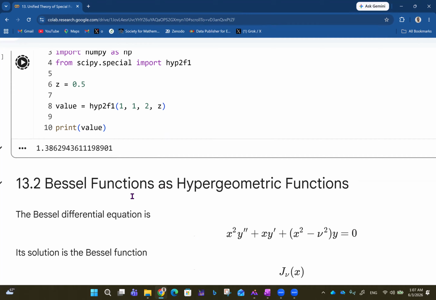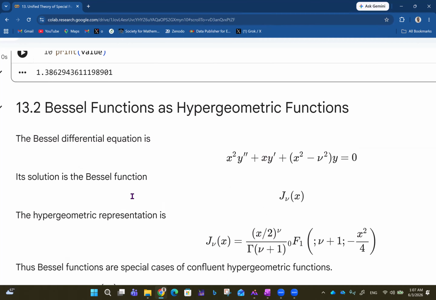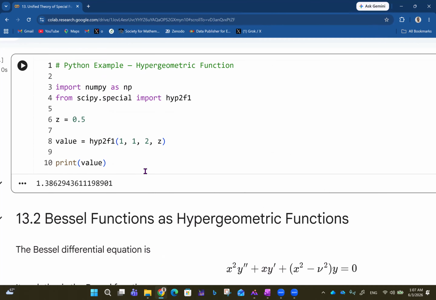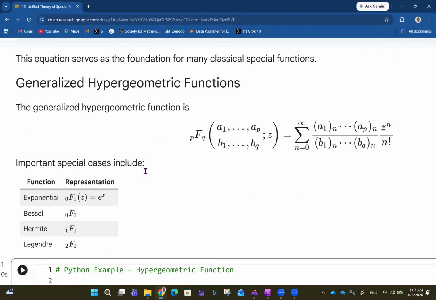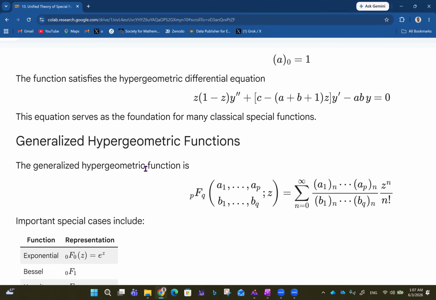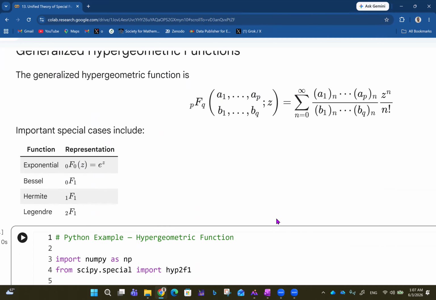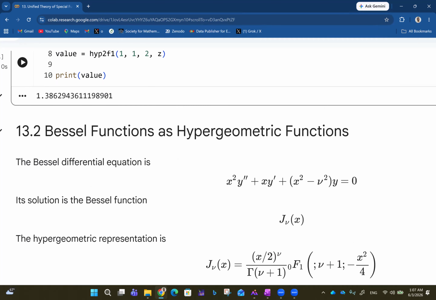Okay, so with that in place, we know Bessel is 0F1. For Bessel now, you have the Bessel differential equation. You see, this is just a modification of the original thing. So this is x squared y'' , where instead of x(1 minus x) you now have z squared, so it is z times z multiplied by y''. And then for the y' term, instead of having all of that plenty of terms, you just have xy', plus (x squared minus nu squared)y equals 0. The solution to this one is now the Bessel function.